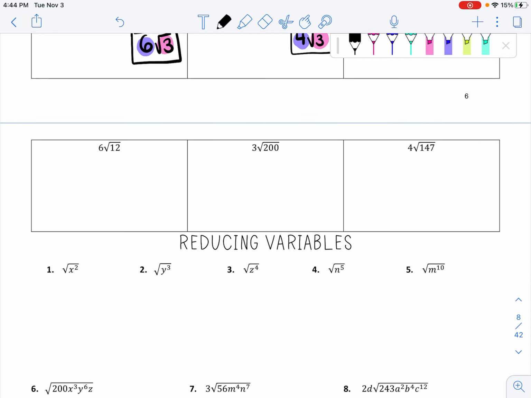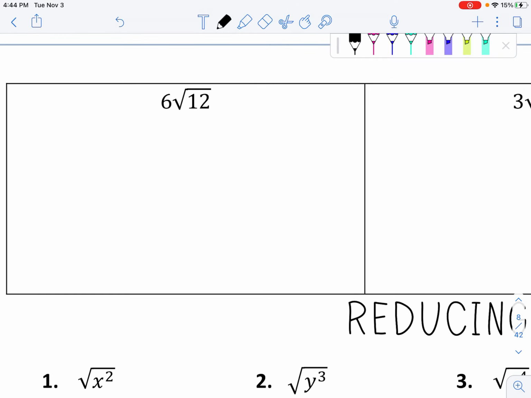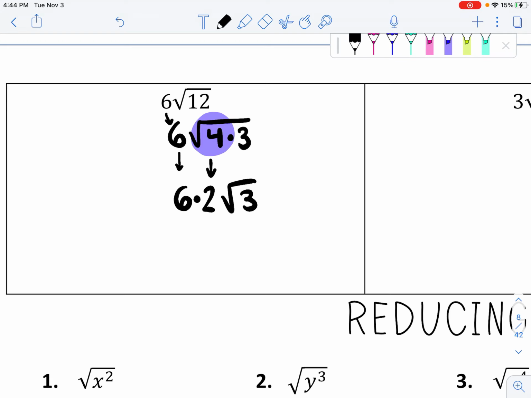For the next 3, we're going to look at what happens when you have a number out front already. So we already did 12. We said 12 was the square root of 4 times 3. But we have a 6 out front, so that 6 is just going to hang out front. I can do the square root of 4. That gives me a 2. Since I already have a 6 out front, those two are going to be multiplied together. And then the 3 is trapped underneath afterwards.